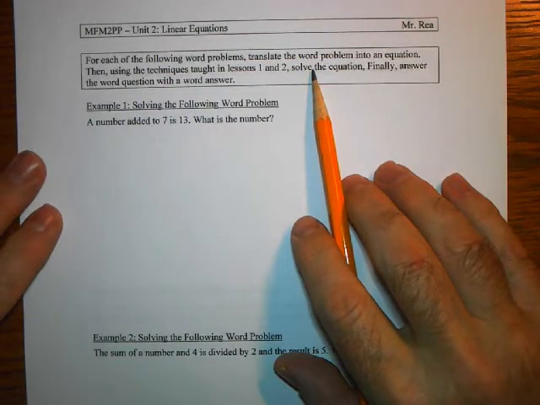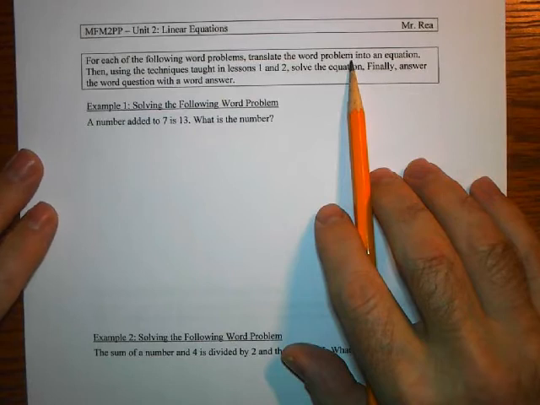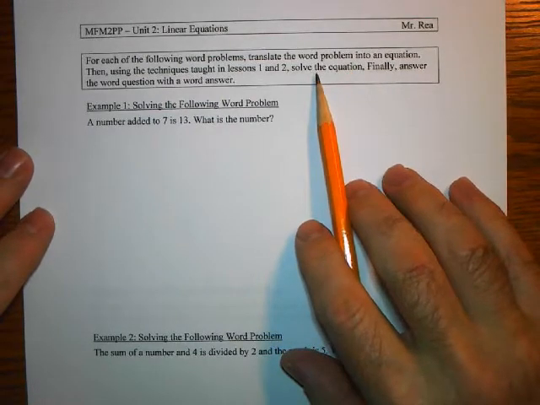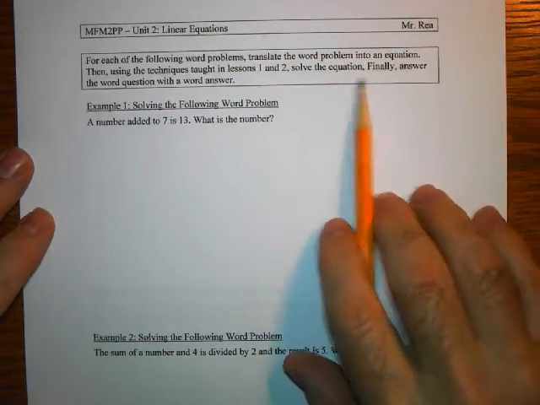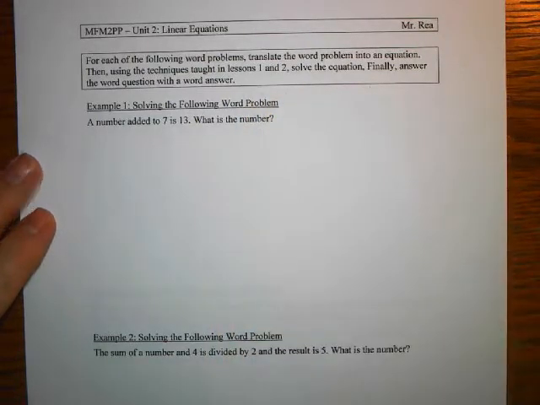Once we've got the equation written, we're just going to use what we used in lesson 1 and 2. We're going to solve the equation, get the value of the variable, and then, people always forget to do the last part here. You have to answer the word question with a word answer. So we'll talk about that when we get there.